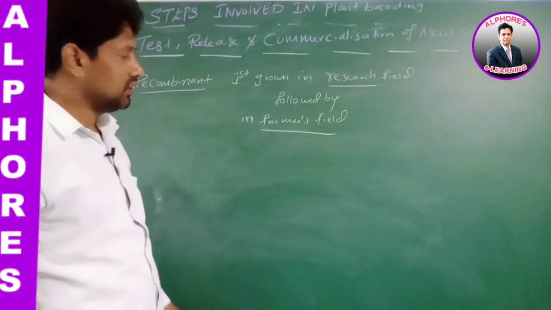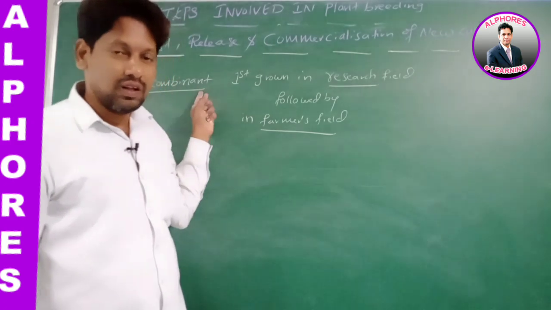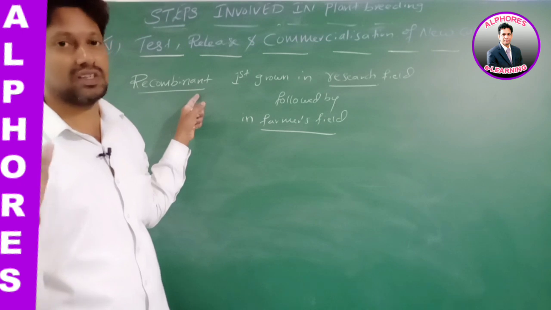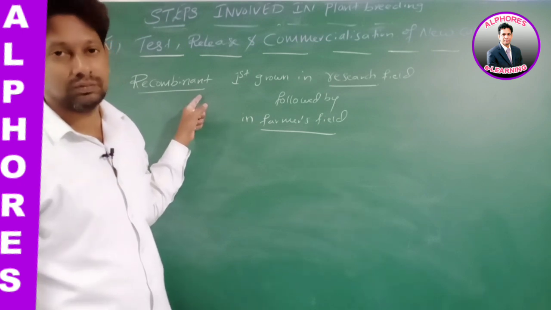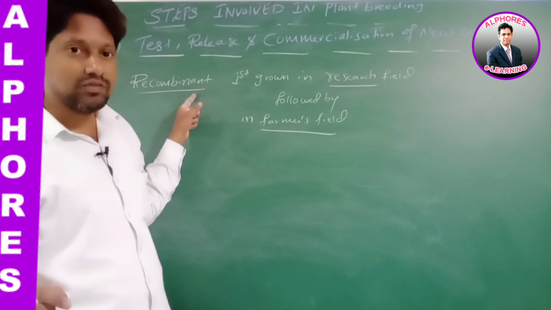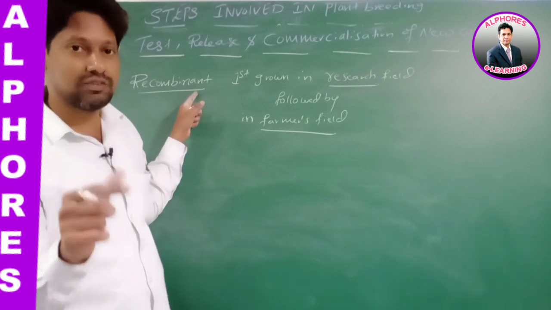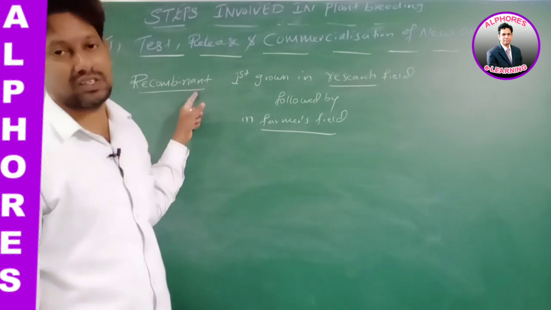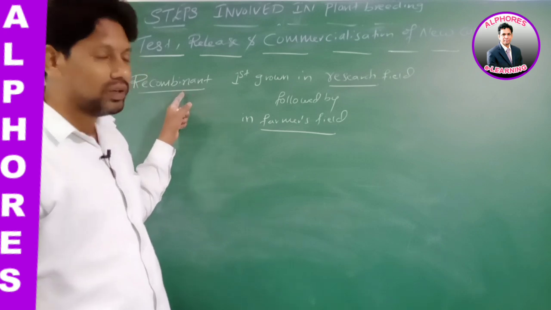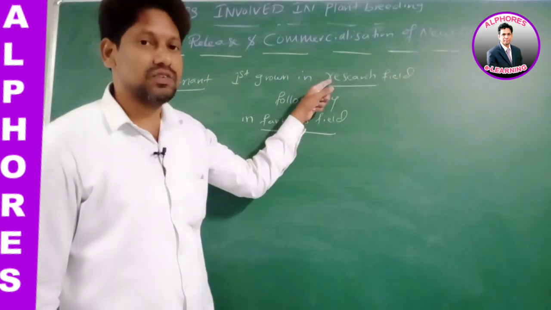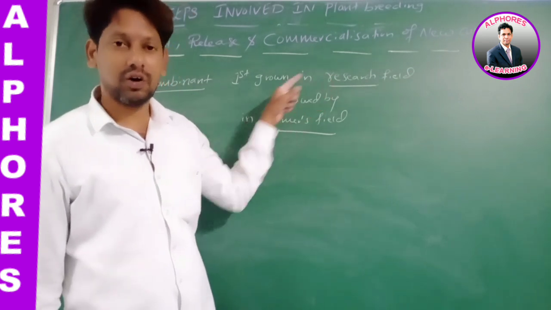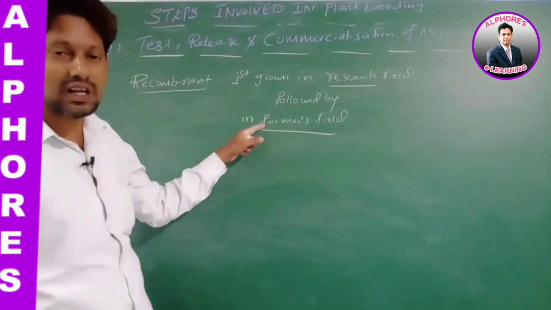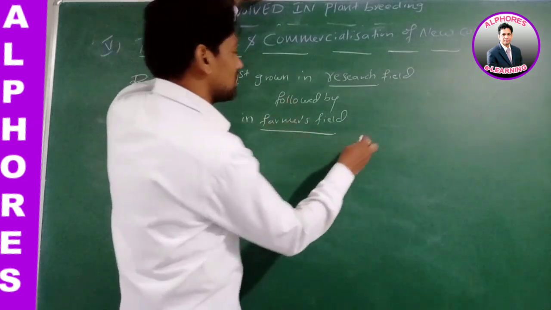Now listen to this statement carefully. Sir, we got a recombinant, yes or no? Now we have to check whether this recombinant has desirable characters or not when grown in the field. When we are growing this recombinant in the field, whether the desirable characters are expressed in that plant or not, we should get that. For knowing that, we are growing this recombinant first in which field, sir? Research field, followed by farmer's field. Therefore, first grown in research field, then we are growing it in which field, sir? Farmer's field.